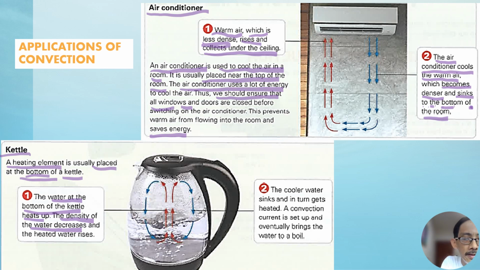So when the water density decreases, the heated water rises up, right? You can see here with the red arrow. This is hot water, less dense, it rises up. Let's look at the next box. The cooler water that is at the top will sink, right? As it sinks down, you can see here, now it gets heated up, because it has gone down where the heating element is. So with this, a convection current is set up. Hot water rises up, the cooler water sinks. So this convection continues until eventually all the water in the kettle gets boiled.